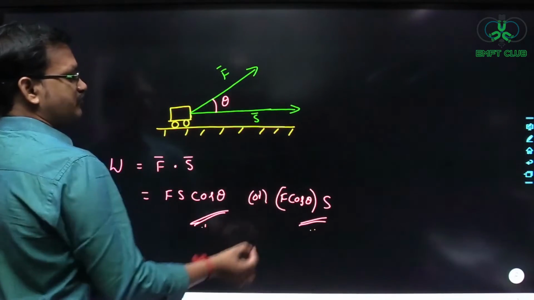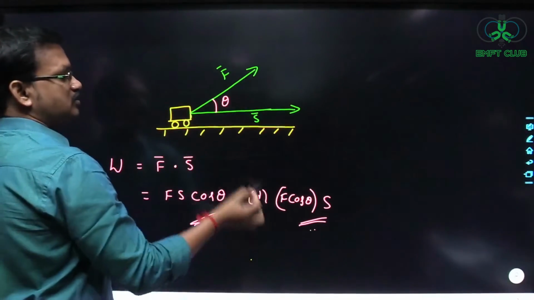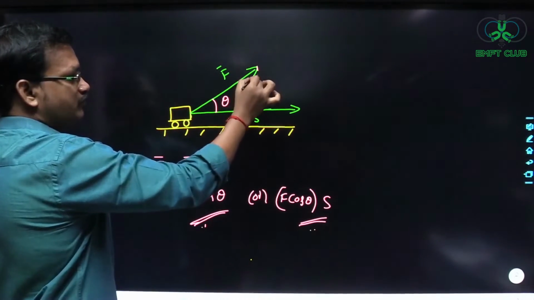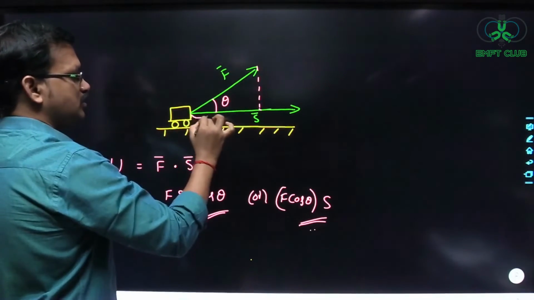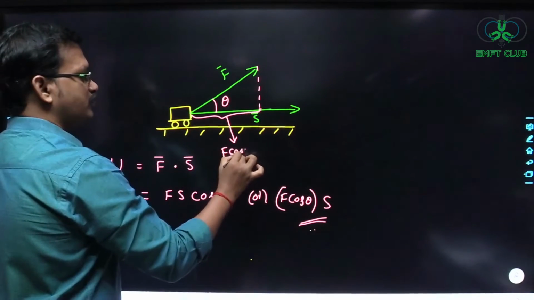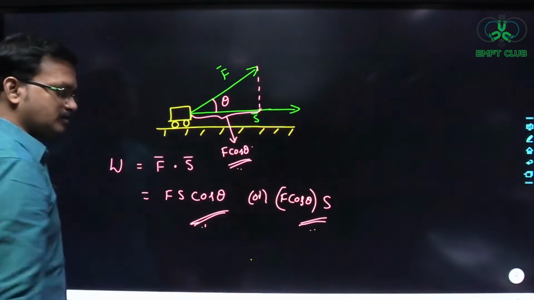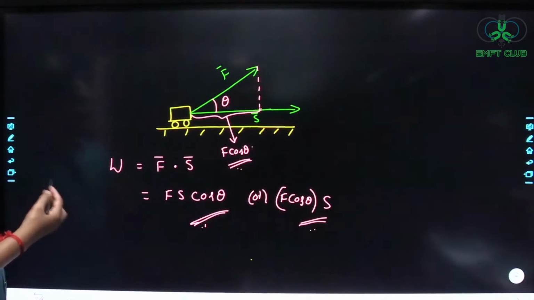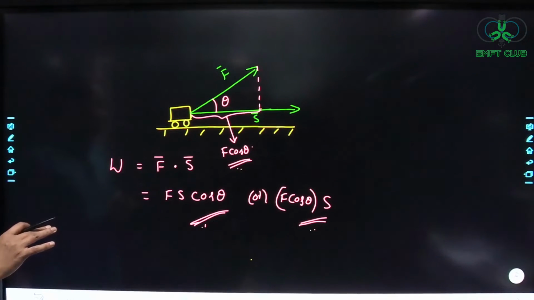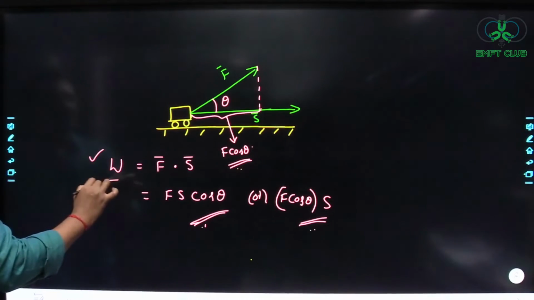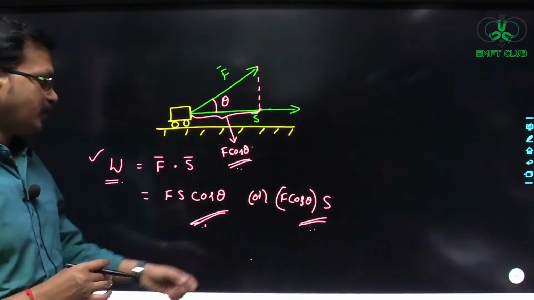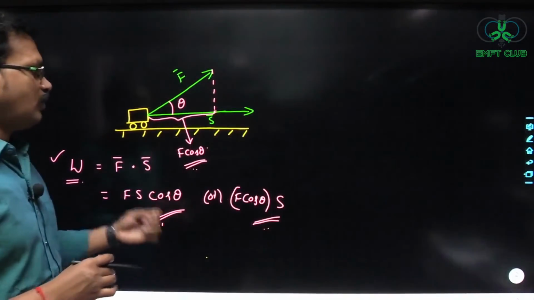So what is this F cos theta here? F cos theta is nothing but the component of F bar along S bar. If you drop your normal from the head of F bar onto S bar, the distance from here to here is nothing but F cos theta. So this is one physical application of dot product. The work done is equivalent to force dot displacement.